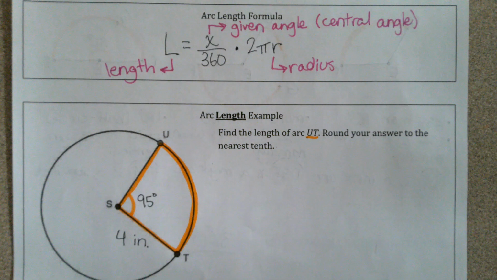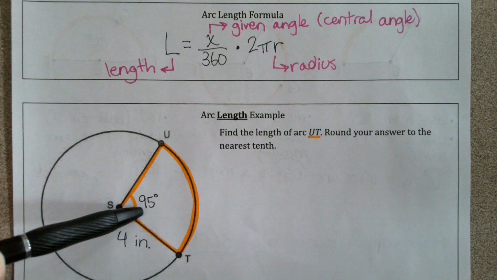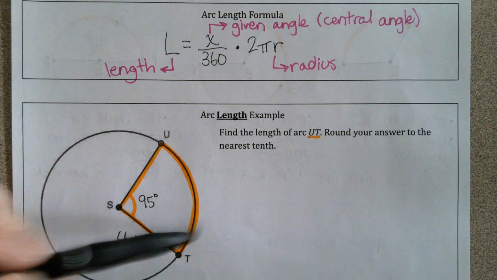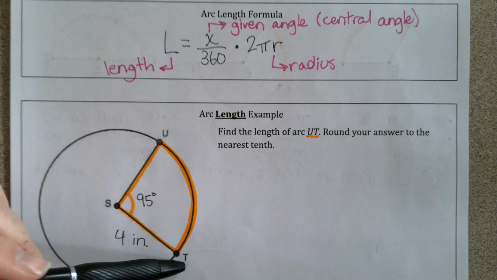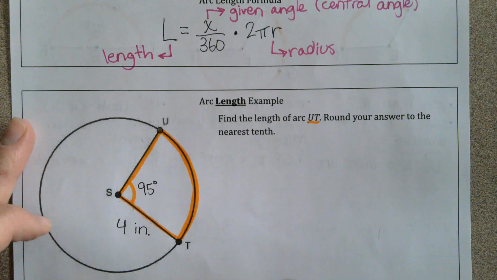Reminder, we are looking for arc length, not arc measure. If this were arc measure, this would actually be a very easy problem. We would just put 95 here, because if this is 95 degrees, this is 95 degrees. There's no extra work. That's not what I'm looking for. I'm looking for the actual length of the arc. So the difference between the two.